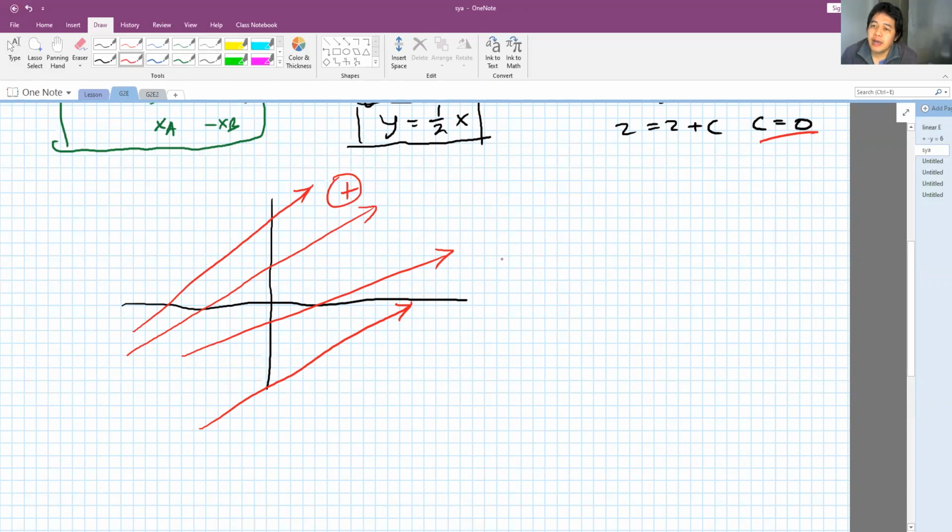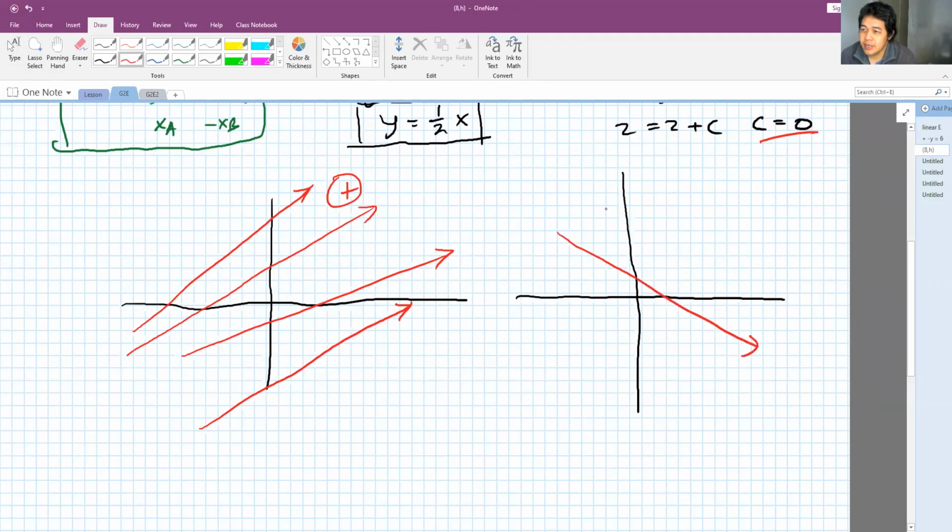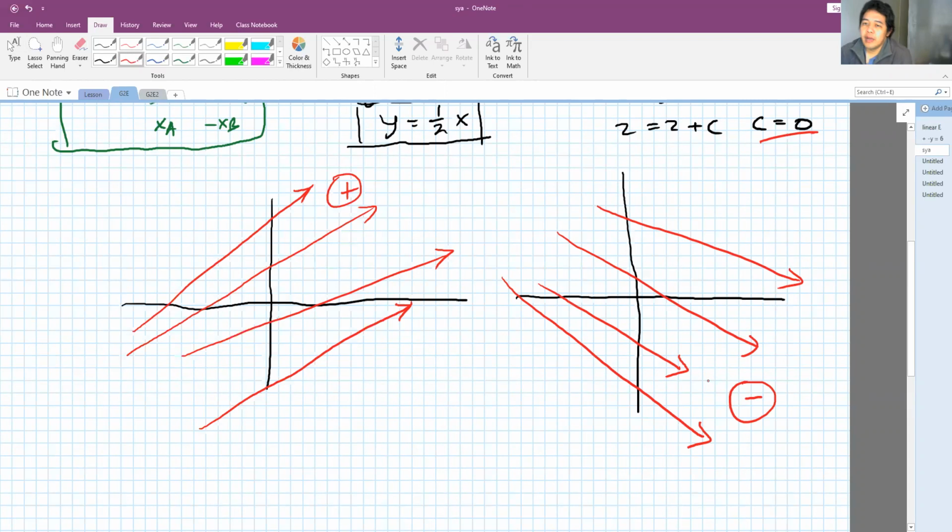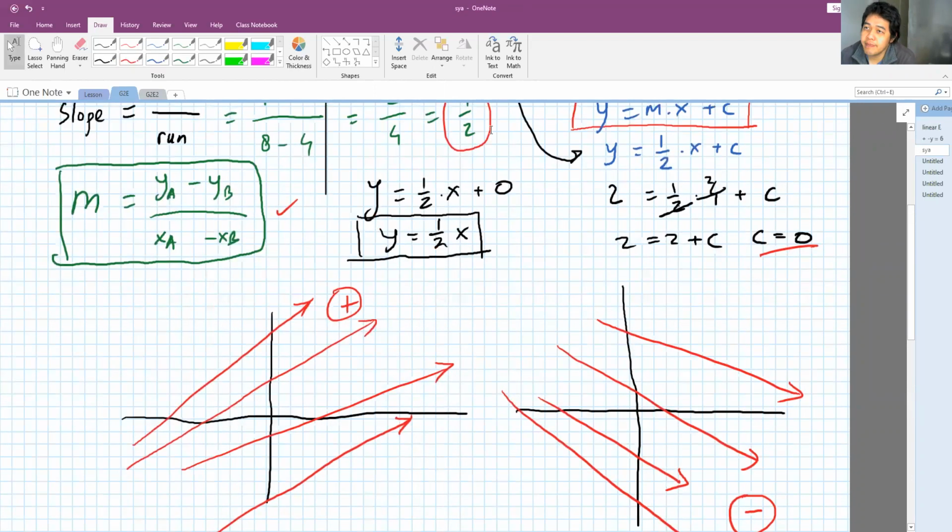Now, if we have negative value of the slope, yeah, so basically we will see the lines like this going to this direction. So these are the lines that have negative slopes. Okay, now if you remember the equation that we got here, y equals to half times x, yeah.